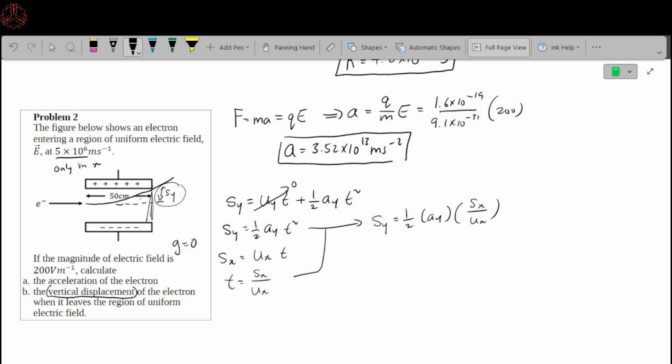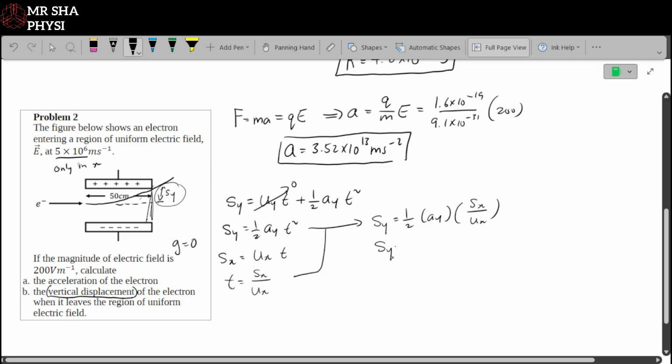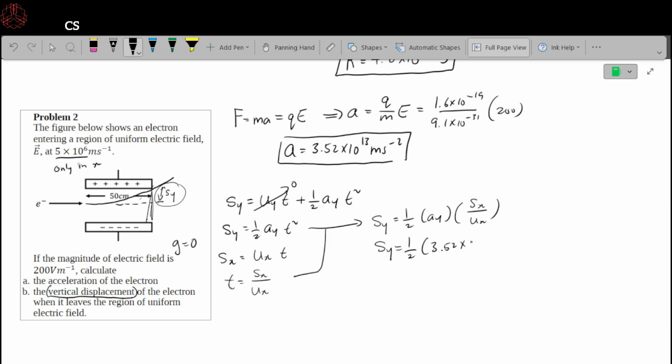All right, so we have calculated that value before. I will have half, then ay is 3.52 times 10 power of 13. The horizontal displacement is 50 centimeters, so that's 0.5, and my initial velocity in x is 5 times 10 power of 6. If you key that into your calculator, you will find that it will move by 17.6 centimeters. So that is its vertical displacement.